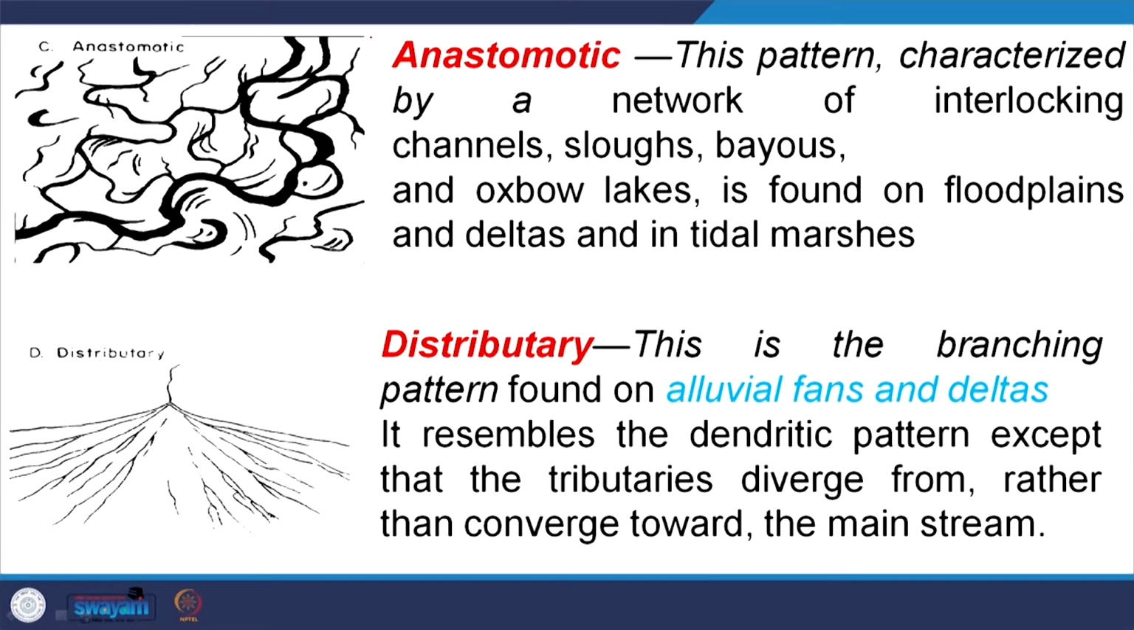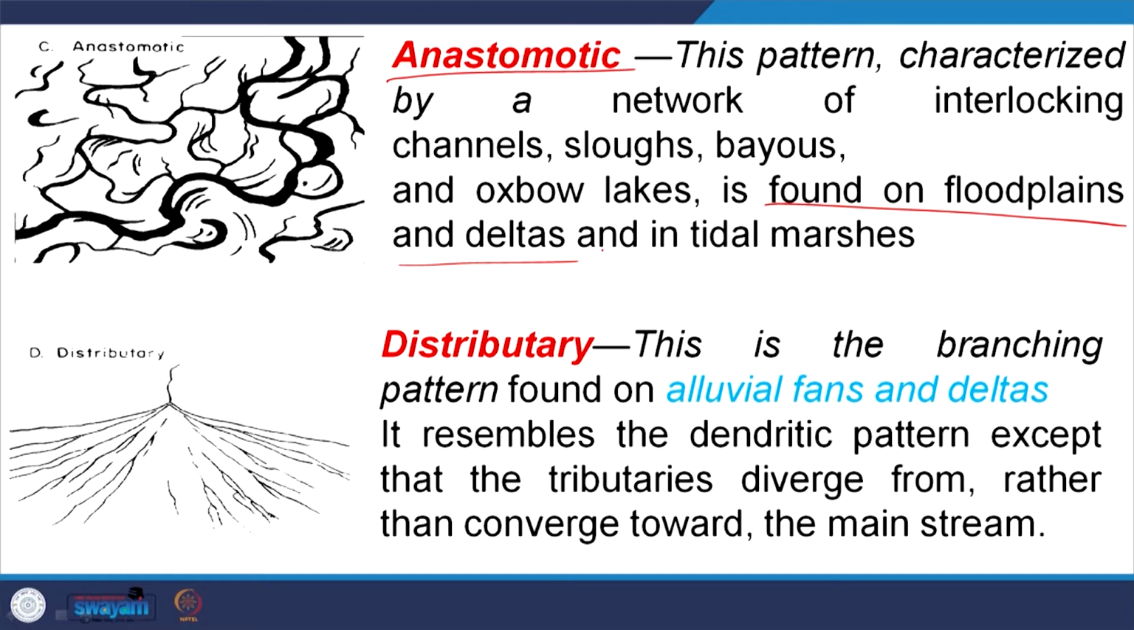Then anastomosing river system. Anastomosing river, last class we talked about channel habits. Anastomosing means the channel is bifurcated or multifurcated. These channels enclose permanent islands, and the channels remain stable. Similarly, it is an anastomotic drainage pattern. It is characterized by a network of interlocking channels, sloughs and bayous and oxbow lakes, found in floodplains and deltas and in tidal marshes.